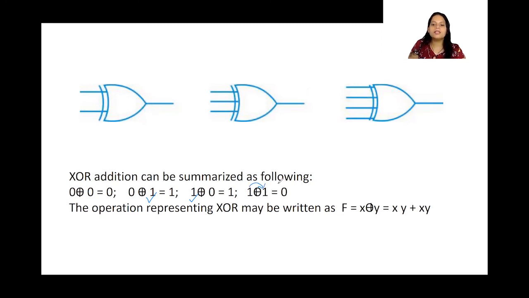So this can be summarized as X XOR Y is nothing but X bar Y plus X Y bar. Okay, so you should remember this. How do we represent the XOR operation? Any operation A XOR B can be represented as A bar B plus A B bar.